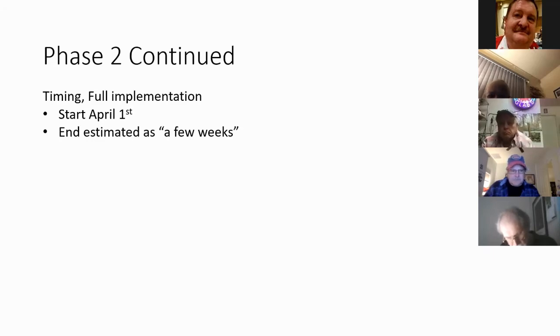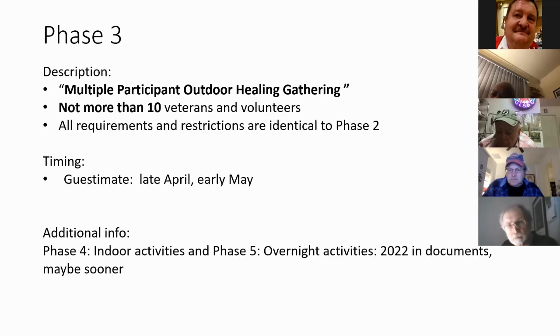The full implementation means that all the programs, everybody in the country will start this program that I've just described to you on April 1st. And they're estimating right now that it may run for a few weeks. Nobody's happy about this because there's a huge amount of overhead in it. It takes a lot of time and a lot of effort. So they're hoping to keep it short. Okay, if a lot of people have trouble with it, I expect it will be extended, but the objective is to get through phase 2 very quickly and move on to phase 3.